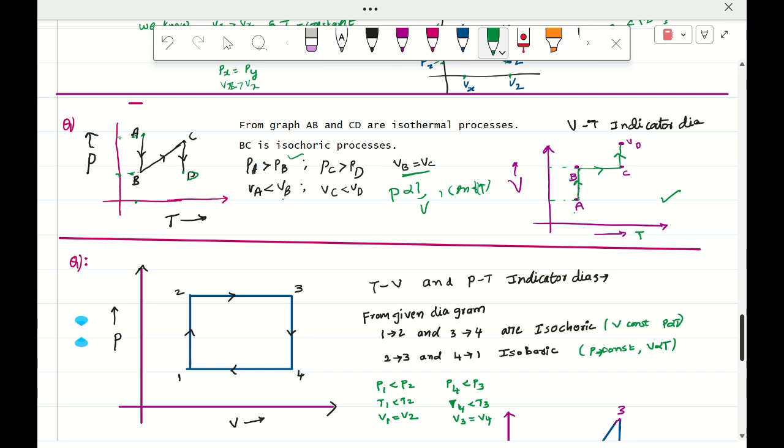Then you can ask me, B down and A up, you can take it like that. But the condition here is VA less than VB. So VA value is less than VB value. Therefore A and B have to be taken like this, A to B. Now B to C. VB and VC are same.